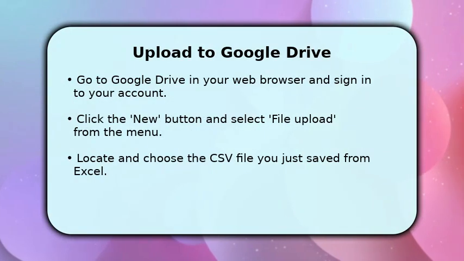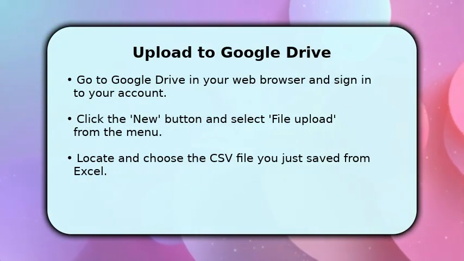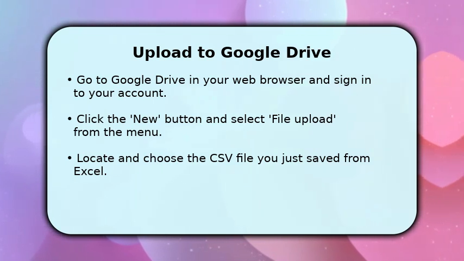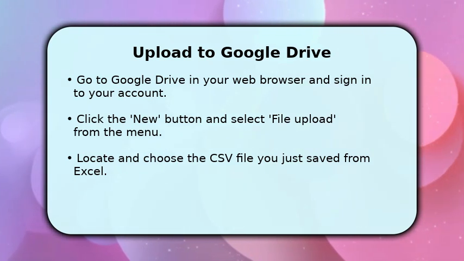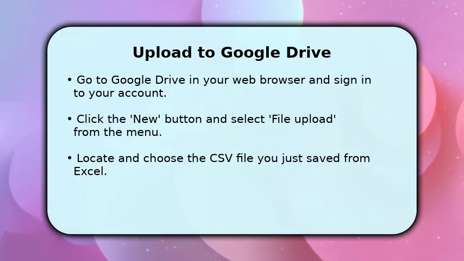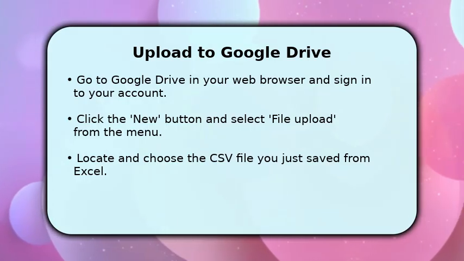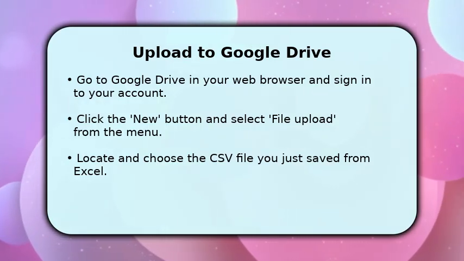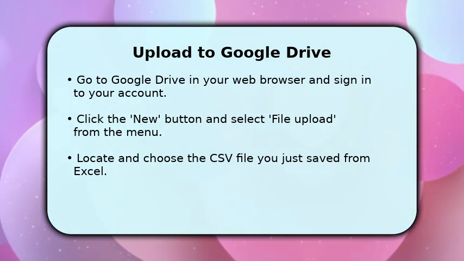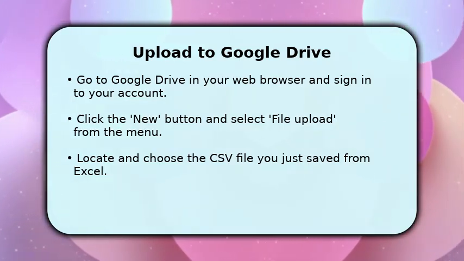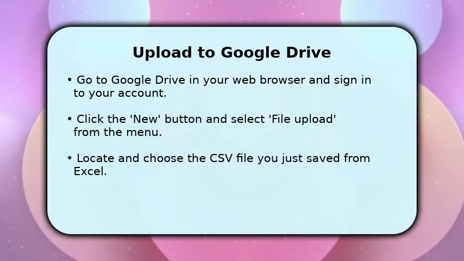Now, let's get that file into Google Drive. Open your web browser and go to Drive.Google.com, then sign in with your Google account. On the left side, you'll see a large New button. Click it. From the options that appear, select File Upload. A window will pop up, allowing you to browse your computer. Find the CSV file you saved earlier and click Open to begin the upload process. It usually takes just a few seconds.